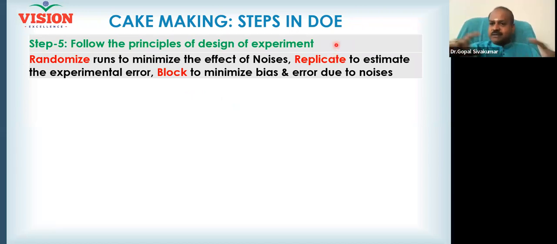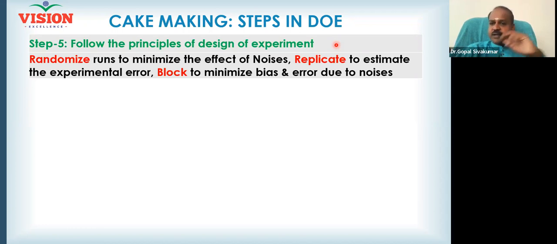Replication is now repeating the experiment with the same kind of settings, slightly at a later time. I have a formula. I prepare a cake in the morning. I will have the same formula, prepare one more cake in the evening. The cake that I made in the morning and the cake that I made in the evening are exactly the same.